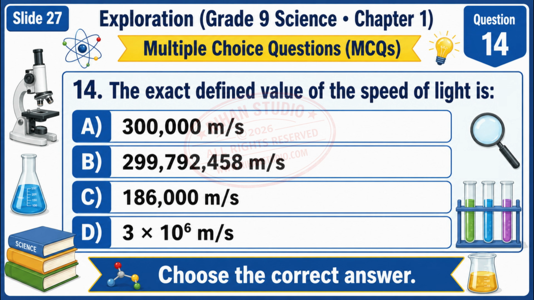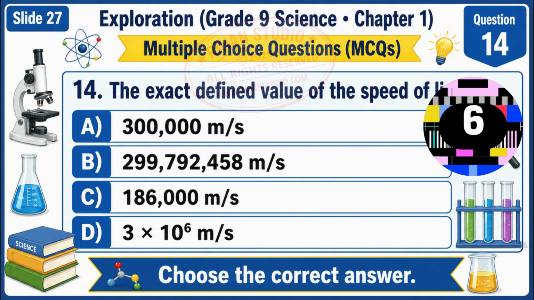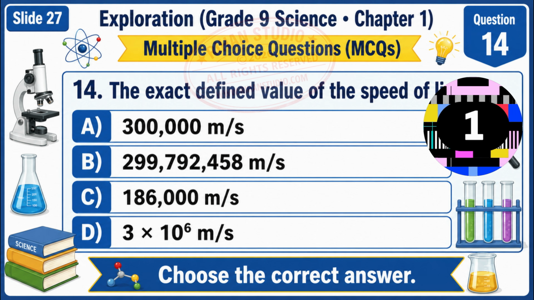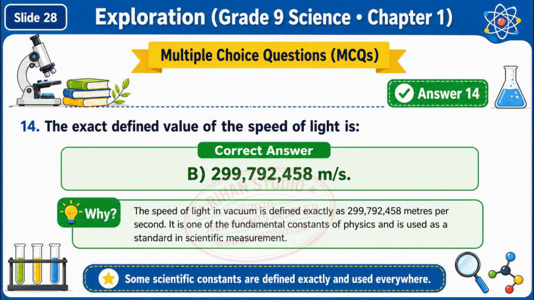14. The exact defined value of the speed of light is A. 300,000 meters per second. B. 299,792,458 meters per second. C. 186,000 meters per second. D. 3 times 10 to the 6 meters per second. Answer. B. 299,792,458 meters per second.